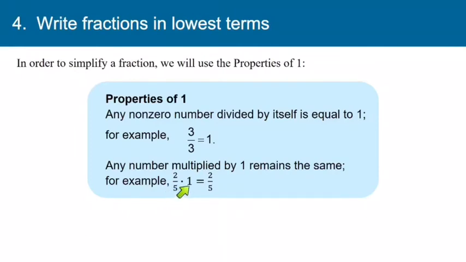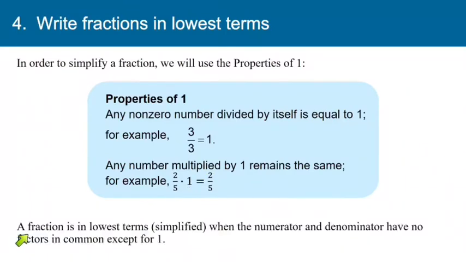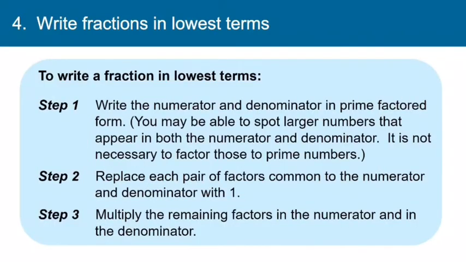So any number times that 1 that we got from canceling out is still the same number. And now we consider a fraction to be in lowest terms, or simplified, when the numerator and the denominator have no factors in common except for 1. So here's how to write a fraction in lowest terms.